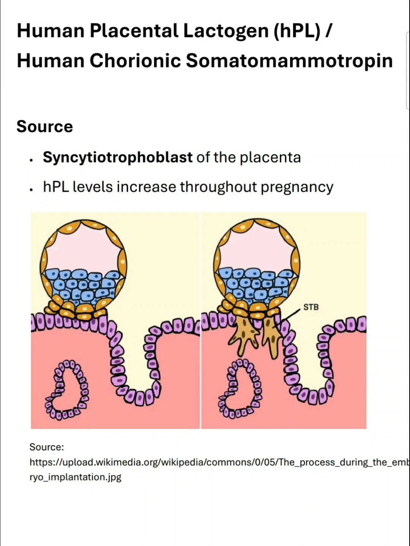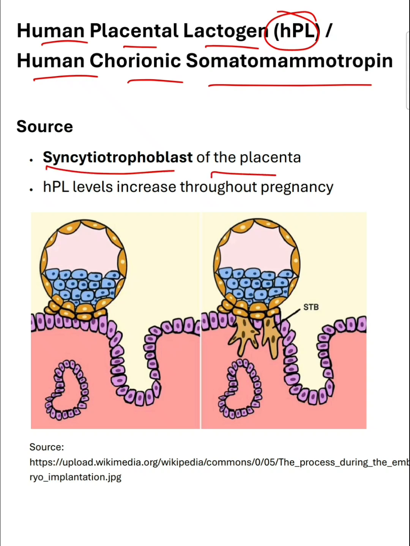In this video, we will talk about human placental lactogen, or HPL. This hormone is also known as human chorionic somatomammotropin. It is secreted from the syncytial trophoblast of the placenta.